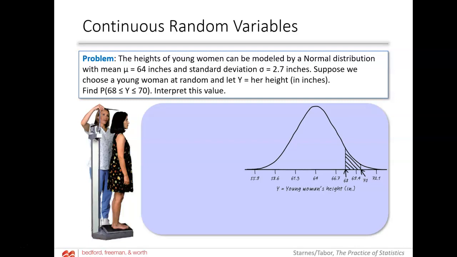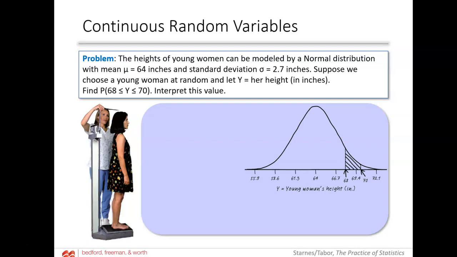All right. Continuous random variables still. This time we have what we know as the normal curve, looking like one of those normal curve questions. So we have a normal distribution with a mean of 64 inches and a standard deviation of 2.7 inches. Suppose we choose a young woman at random, and let y represent her height in inches. Find the probability that her height is between 68 and 70. Notice the inclusive because of the equal to bars under there.